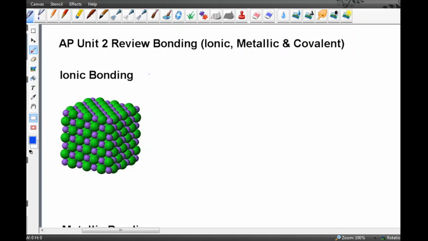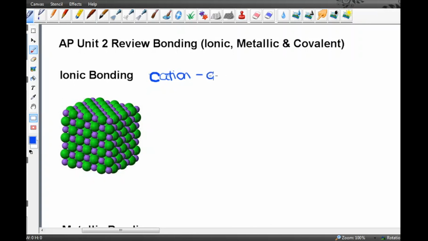Anywho, ionic, metallic, and covalent bonding. Here we go. We're going to kind of fly through this. Remember that ionic bonding is the formation of a compound between a cation and an anion. So we're talking about this transfer of electrons.